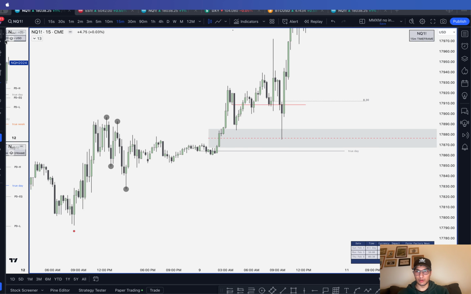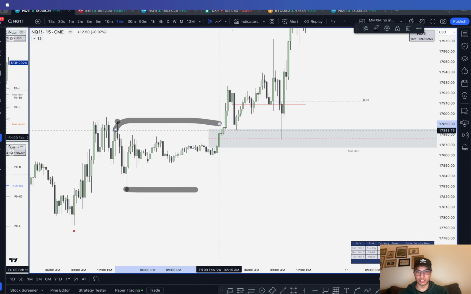Okay, so now we have, let's just get rid of this one. Now we have this, a high in the market, and this is a low. Now, let's draw this out. You have to be looking at market structure like this. It's not easy to do, but that's your range.